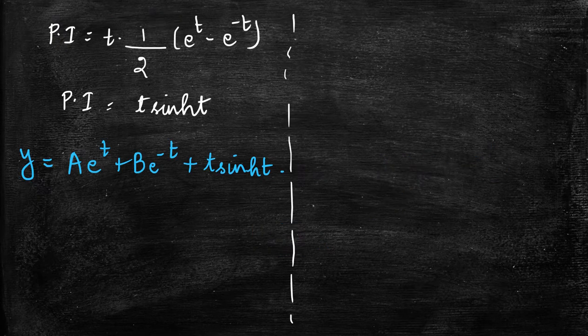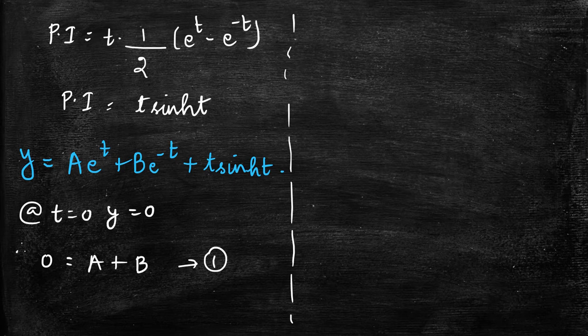Now we have the other term, which is e power minus t. For that, I am again going to differentiate my particular integral, which gives me t into 1 by 2. D will vanish, d will be 1. So it will give me t by 2 e power t, and on differentiating e power minus t, I get minus e power minus t. So my particular integral now will become t sinh t. Therefore, I can write the solution to be y is equal to a e power t plus b e power minus t plus t sinh t.